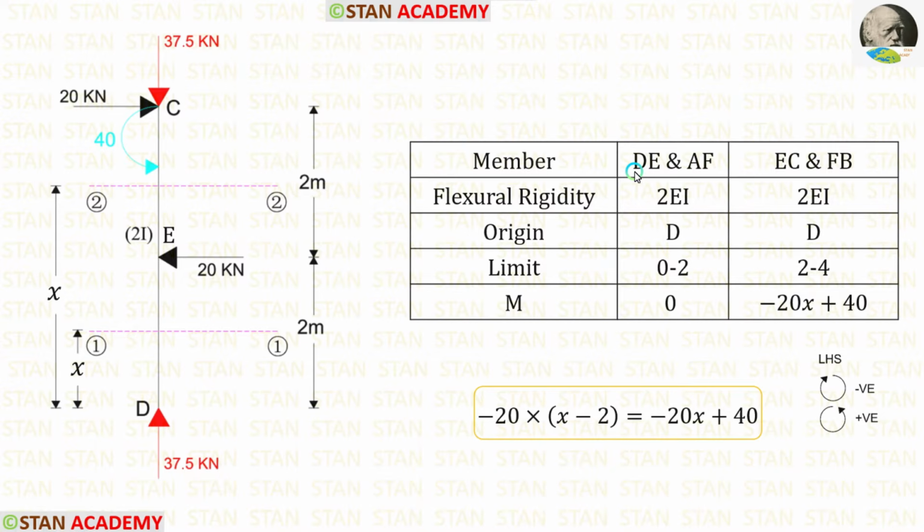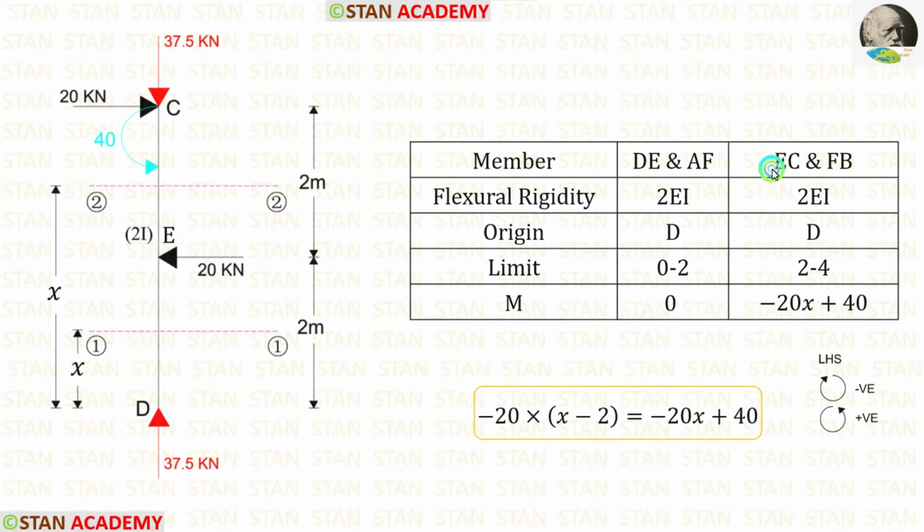Now let us take the portion DE. Here the moment of inertia is 2I, so the flexural rigidity will be 2EI. The origin is at the point D. The limit is 0 to 2. Now let us find the moment in the section. Up to the section, there is only one force, that is the vertical reaction. For this vertical reaction, there is no perpendicular distance, so the moment will be 0.